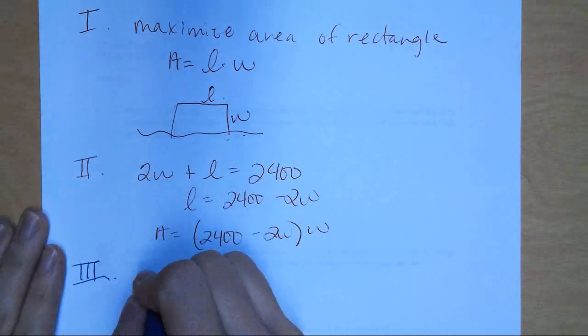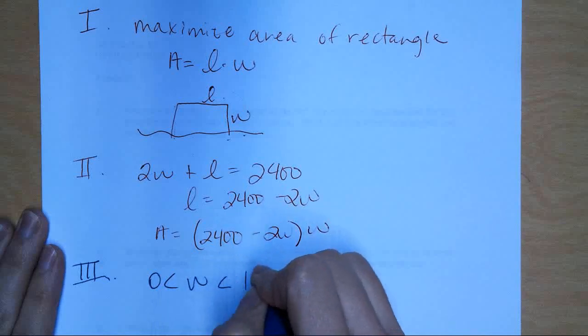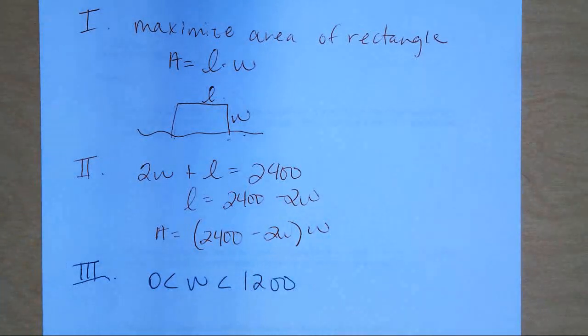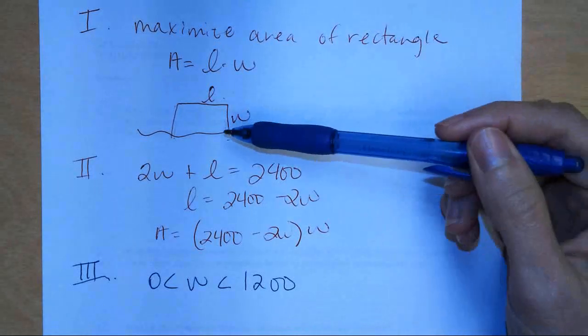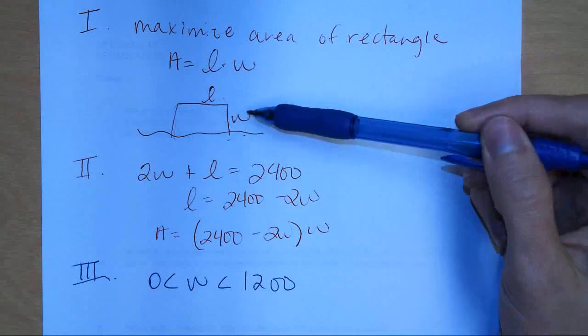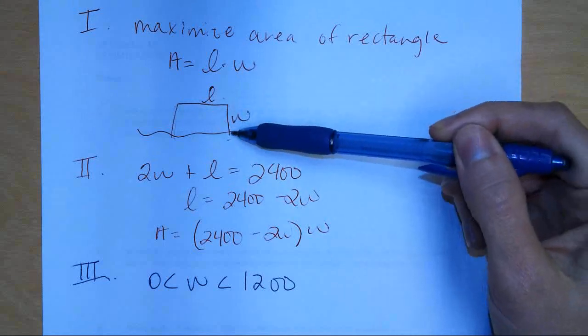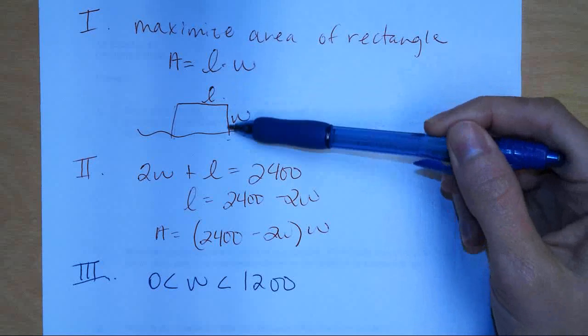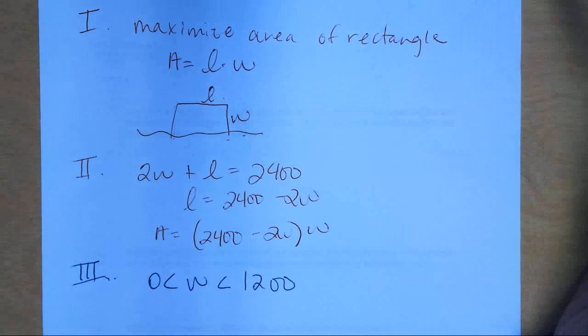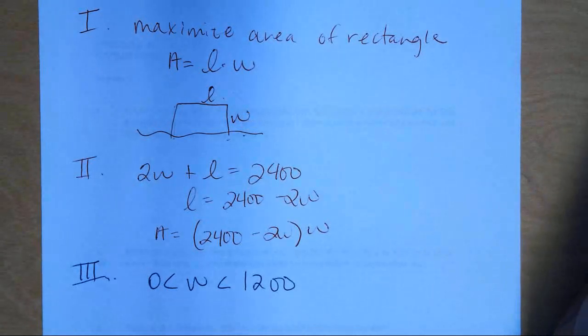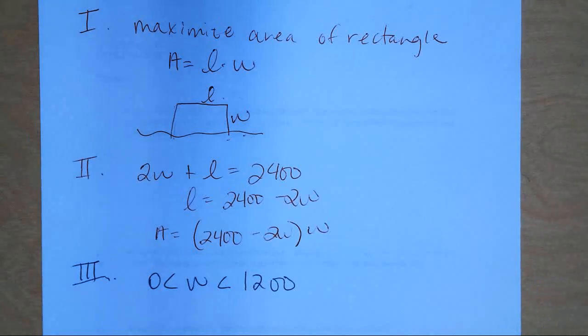Between 0 and 1,200. W has to be bigger than 0 because we can't have a negative distance or negative length. A lot of students think that it should be 2,400. But look at, in terms of our pictures, we have to have 2 of those. So can W be 1,500? Can this side be 1,500 feet long? No, it's not possible, right? It has to be 1,200, or it has to be less than 1,200. Make sense? Okay, awesome.